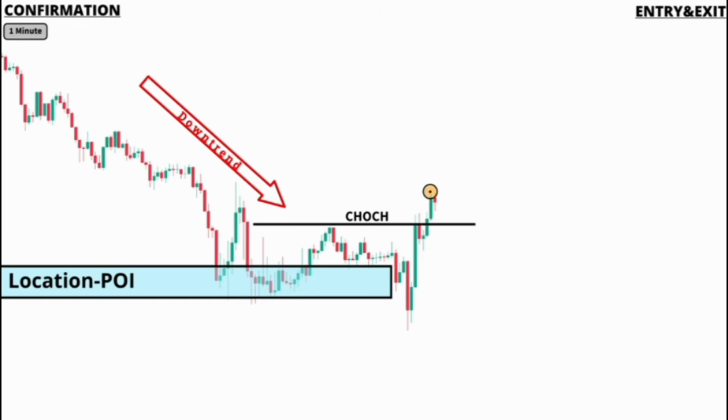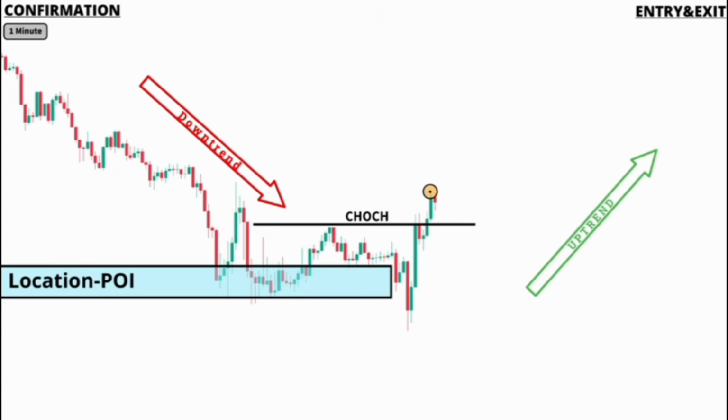This candle broke the previous swing high. That's our CHoCH, a change of character. The 1-minute market structure has shifted from bearish to bullish. This is the exact moment we know that smart money has likely entered the market. The reversal is now confirmed, and we're ready to plan our entry.